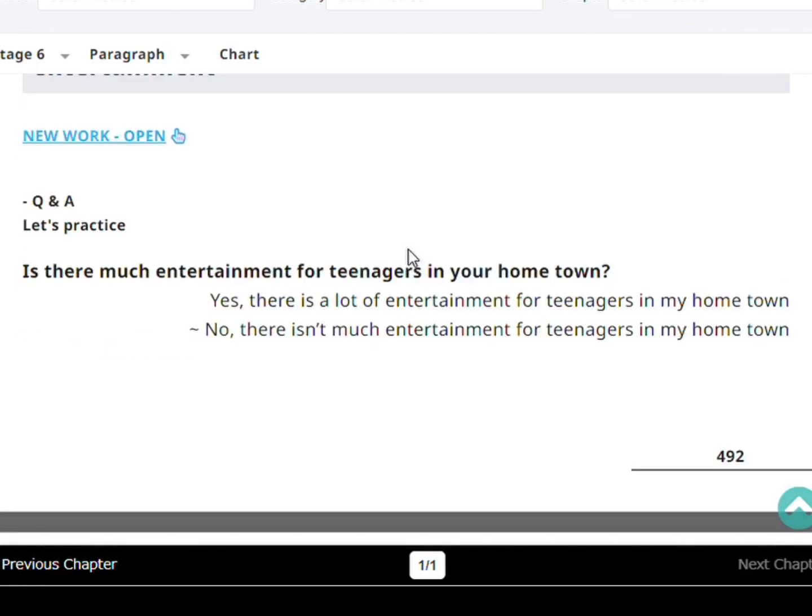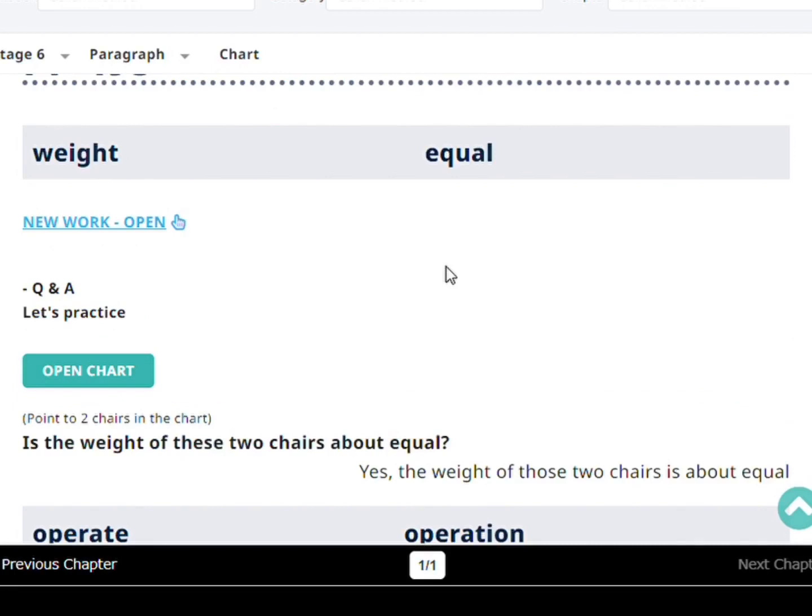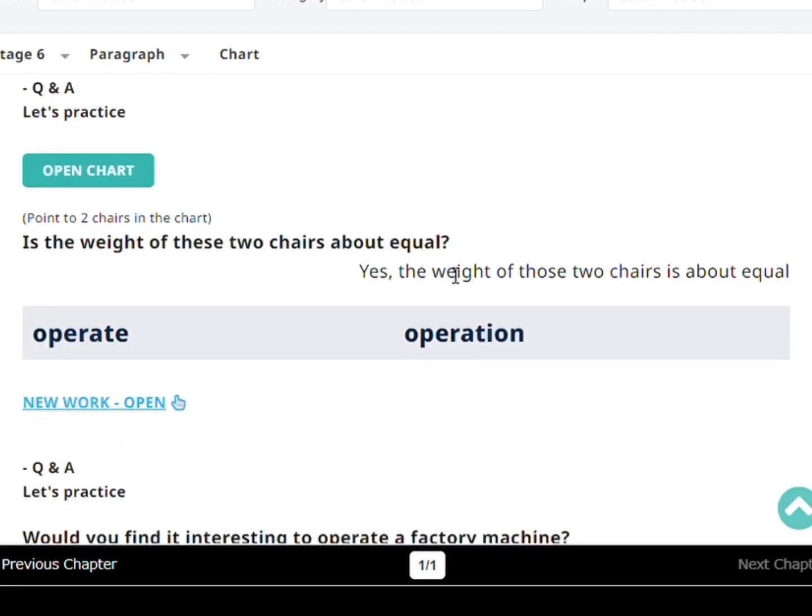Is there much entertainment for teenagers in your hometown? Yes or no? Yes, there is a lot of entertainment for teenagers in my hometown. Very good. Okay, is the weight of these two books about equal? Yes, the weight of those two books is about equal. Very good.